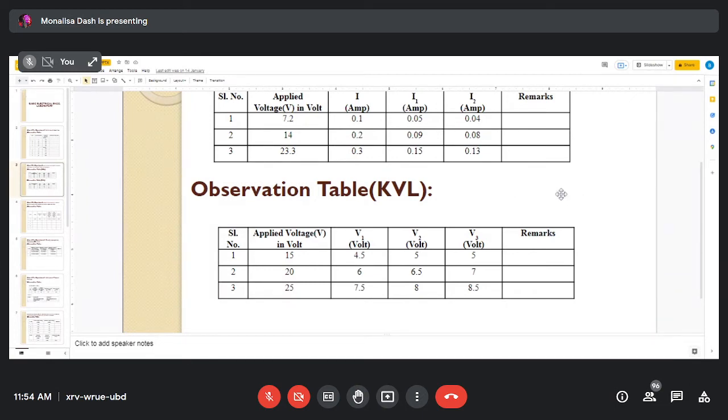Keep it with you and tally it with your online reading. You have to write in a rough record. The record you submit should have both offline and online readings, and you have to mention this is the offline reading for KCL and KVL. After completing the online experiment, you take the online reading. Understand?